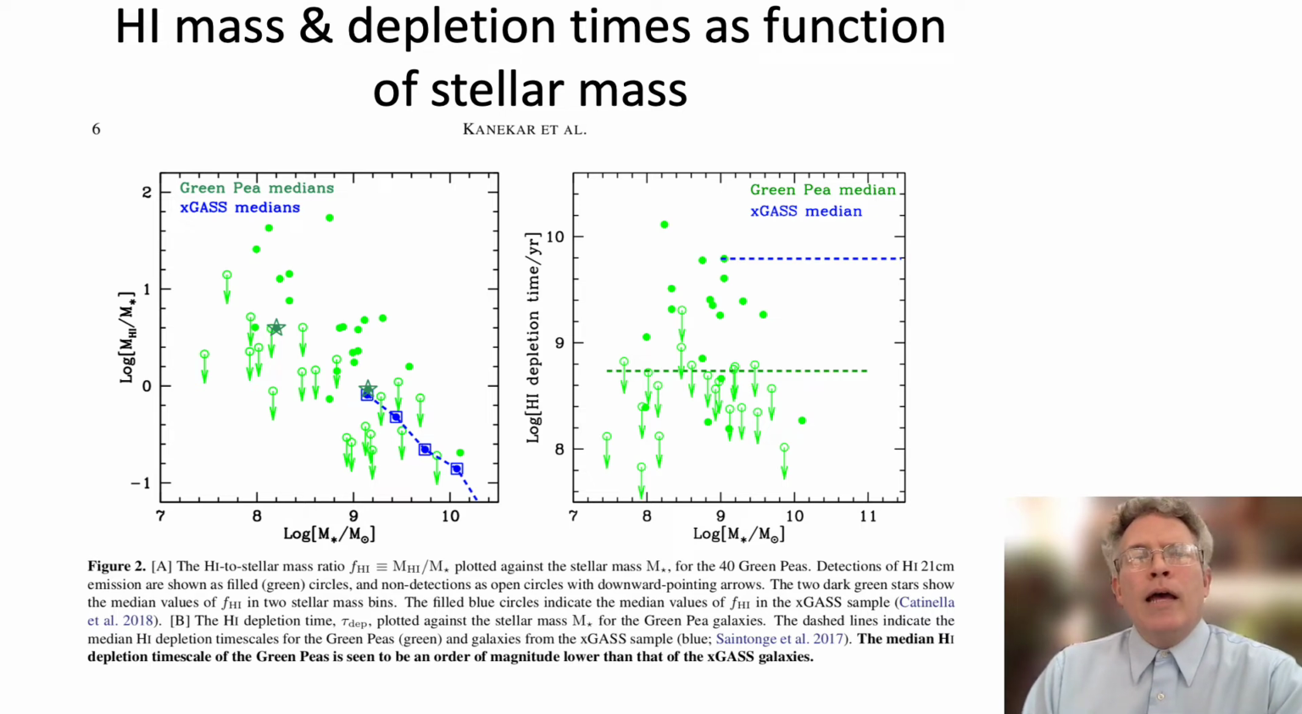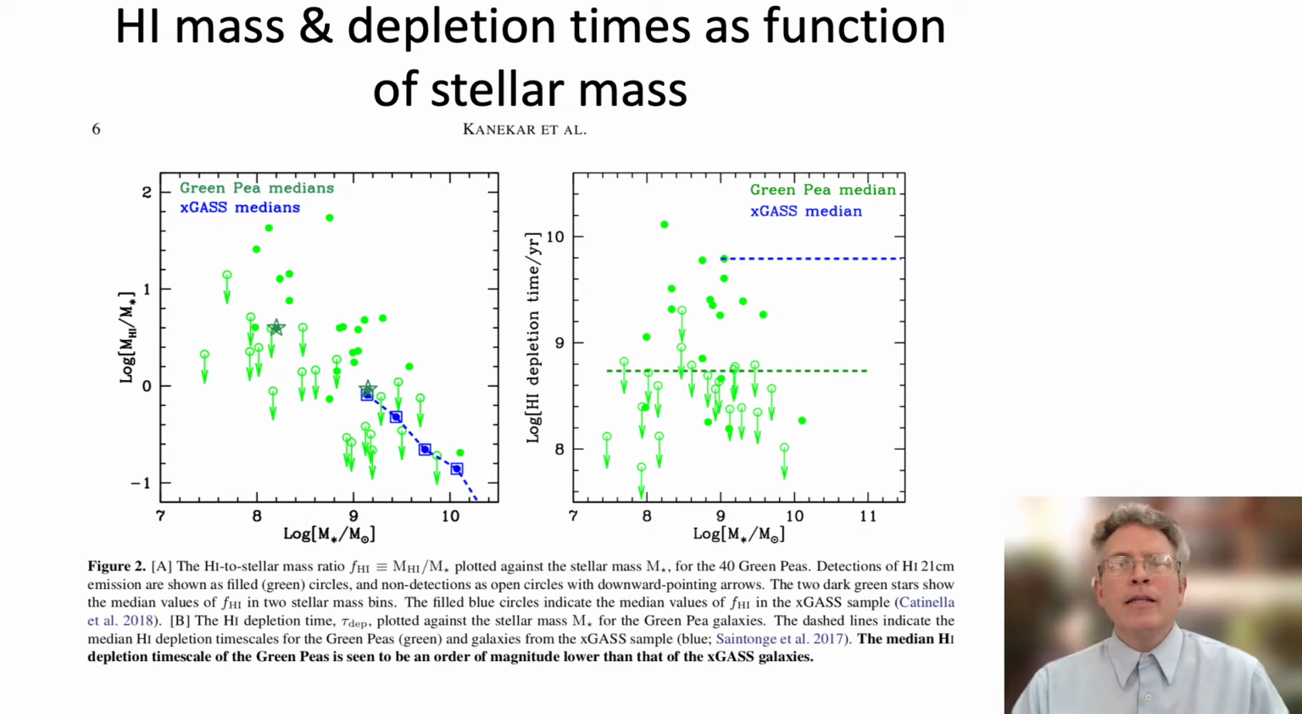But if you look at how long the existing gas supply will fuel the starburst, you get an interestingly different story. Basically, the typical depletion time for the atomic gas in the xGASS sample is up near 10 to the 10 years. It's below 10 to the 9 for the green pea sample. So it's an order of magnitude shorter. That's where the "live short and prosper" title comes from in the Green Bank news story.